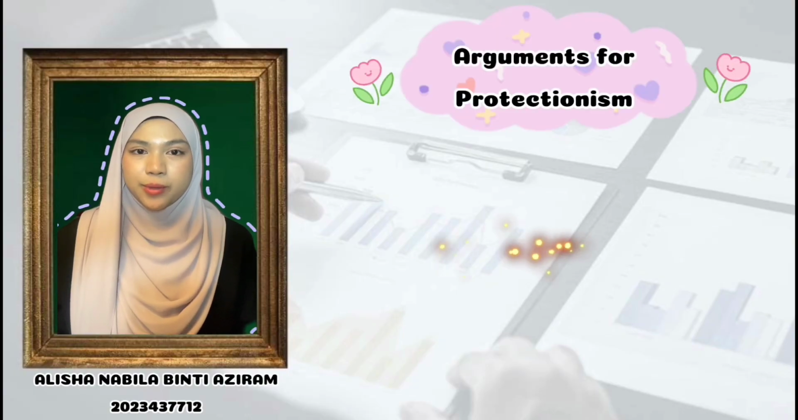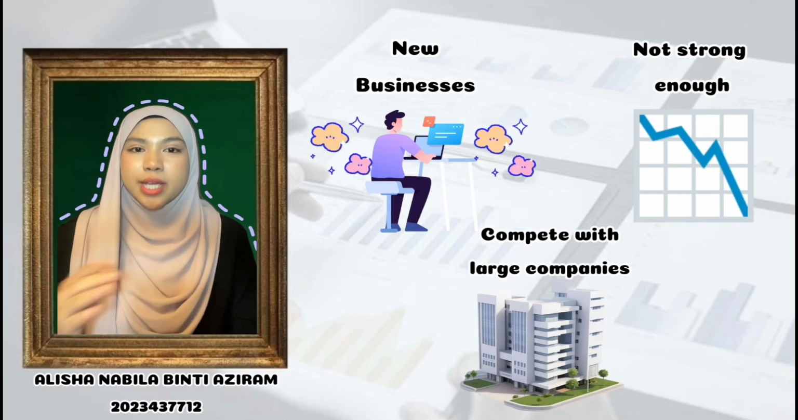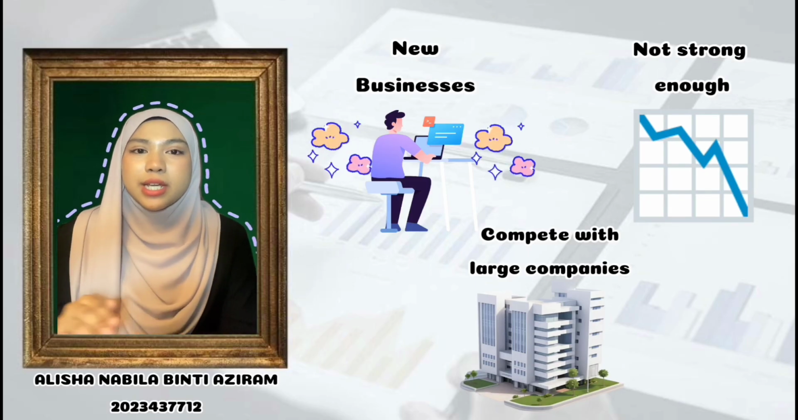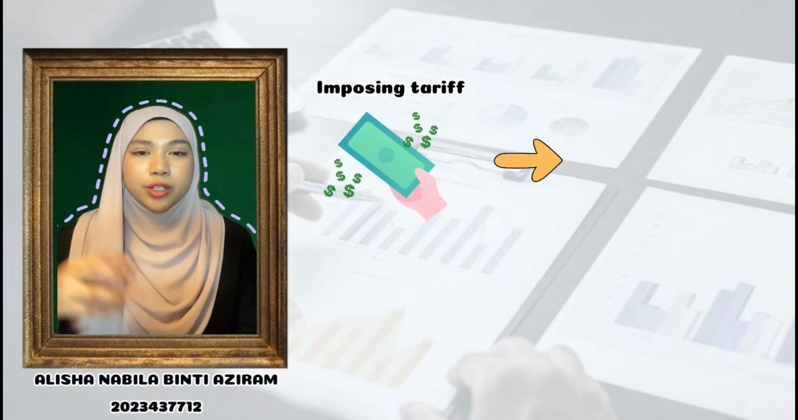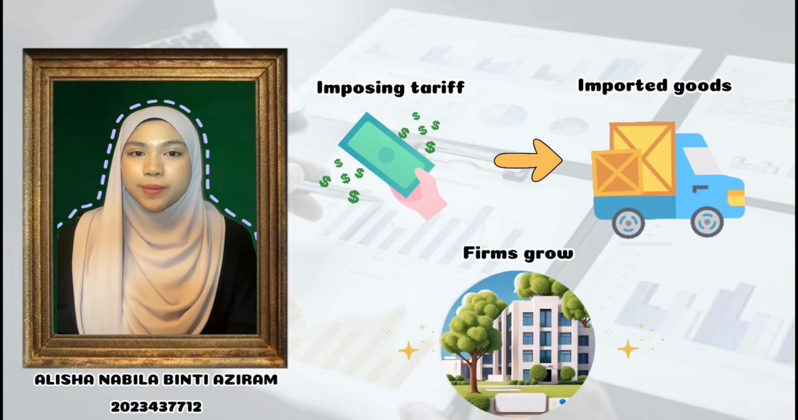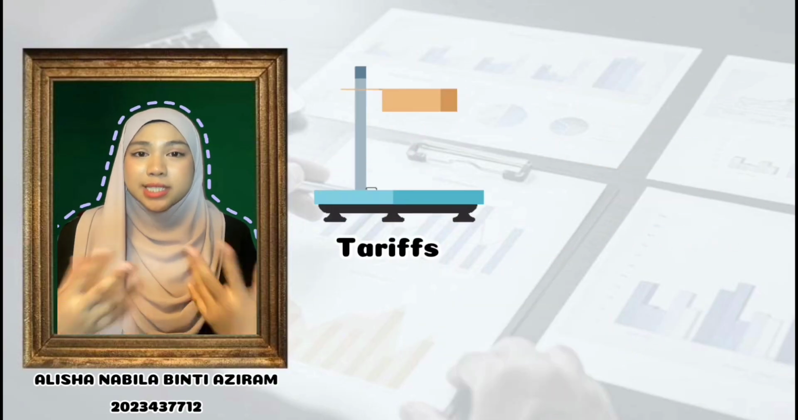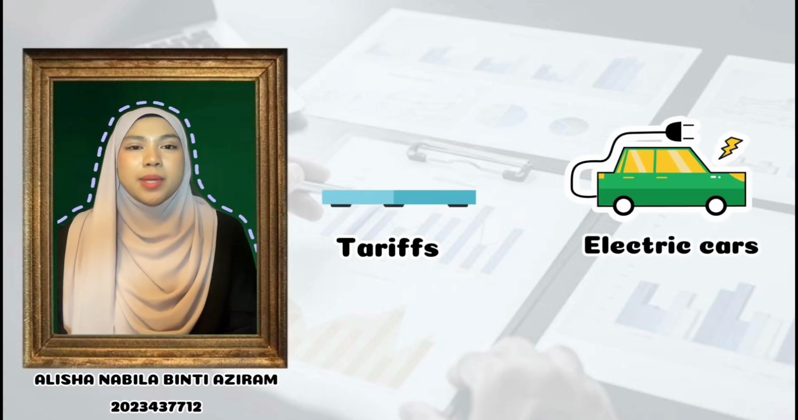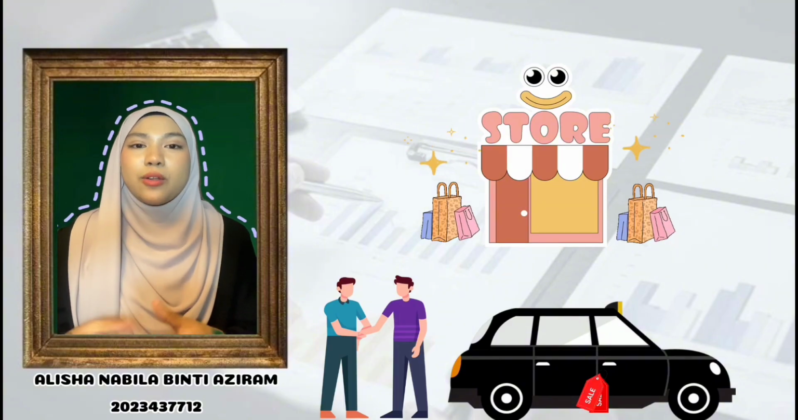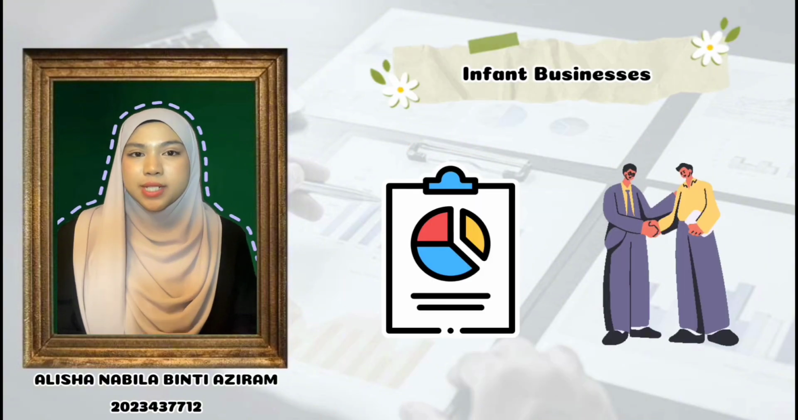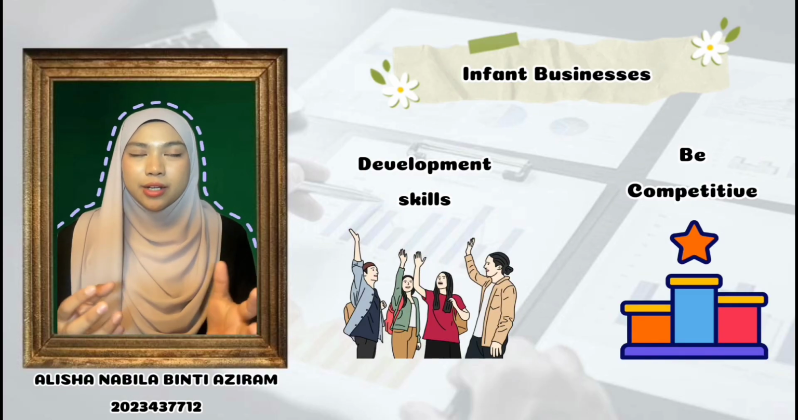So first one, we have infant industry. Infant industries are new businesses that are not yet strong enough to compete with large experienced foreign companies. So protectionism, like imposing tariffs on imported goods, helps these new firms grow by giving them a chance to compete locally. For example, a tariff on imported electric cars makes them more expensive, so it encourages consumers to buy local cars. This supports infant industries to develop their skills and become competitive in the global market over time.